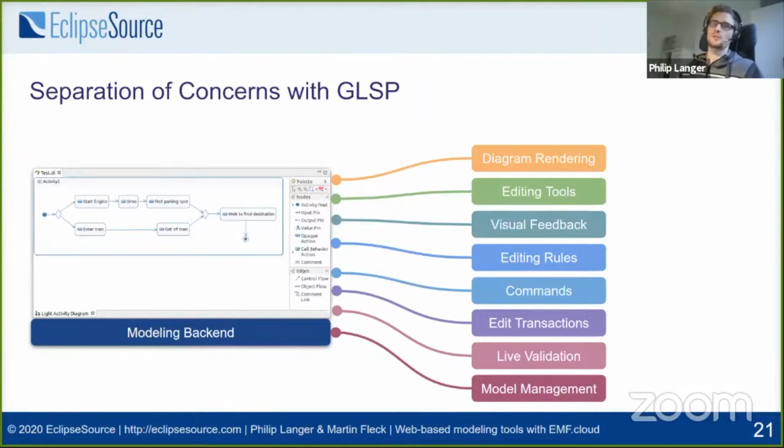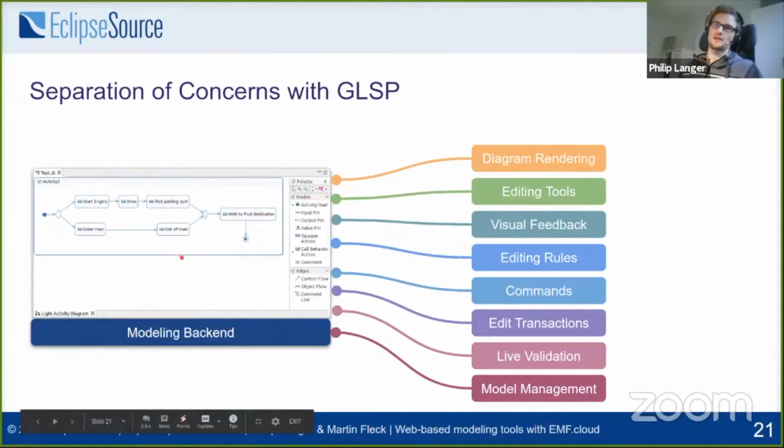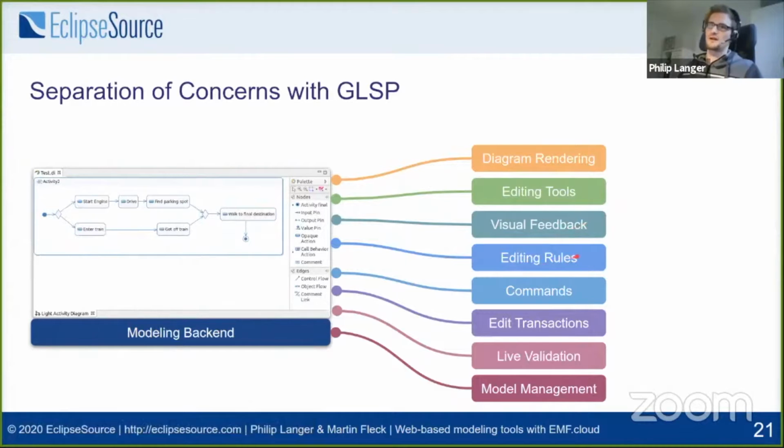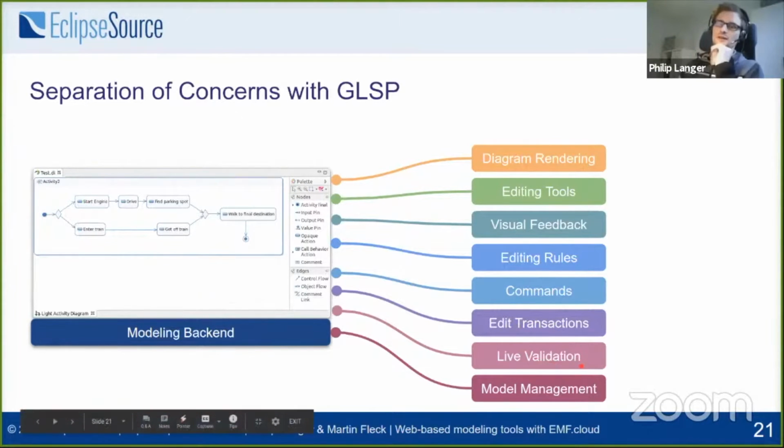So let's have a look at GLSP, how the separation of concerns between client and server is currently set up. When you look at a typical diagram editor, there are a couple of capabilities typically implemented in such an editor, ranging from diagram editing, editing tools, visual feedback, which already shows certain editing rules, whether you are allowed to add an element, for instance, in this context, or to rename or create an edge between model elements in another context, and so on. Commands to really apply changes, edit transactions, live validations, and all this stuff. So there are a lot of capabilities.